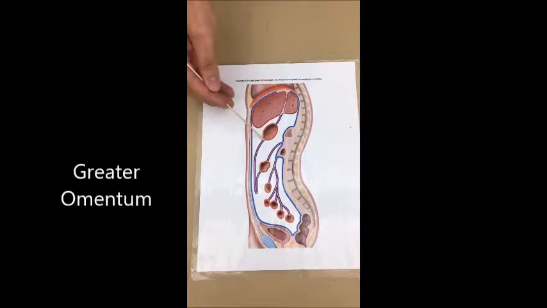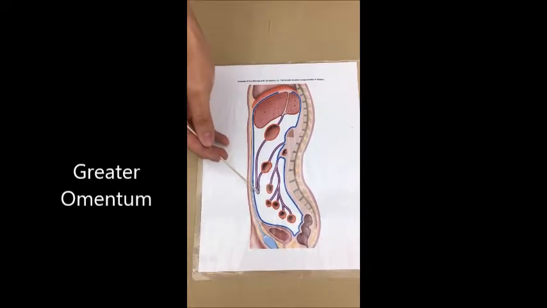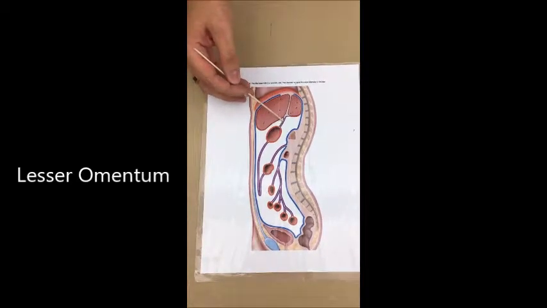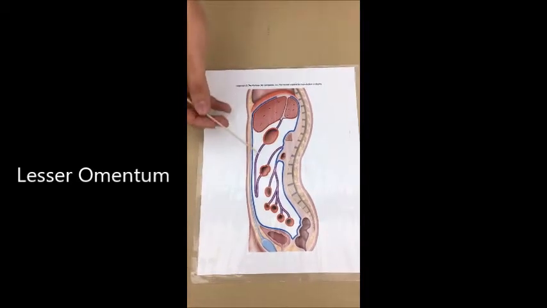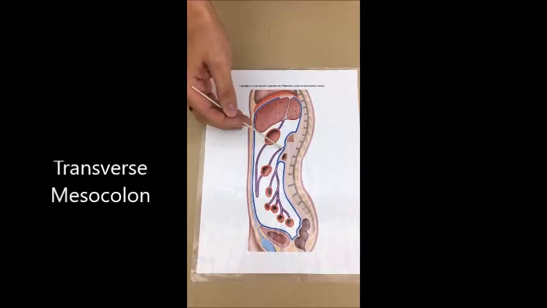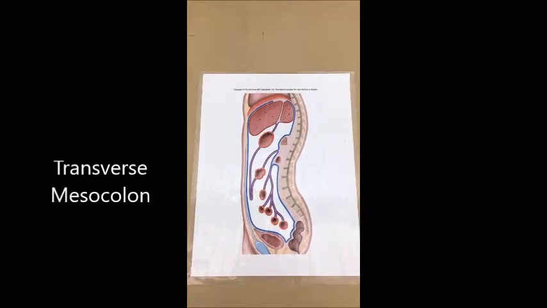And here's the greater omentum starting at the stomach and then going to the transverse colon. Here's the lesser omentum from the liver to the stomach. And here's the transverse mesocolon from the transverse colon to the parietal peritoneal membrane.